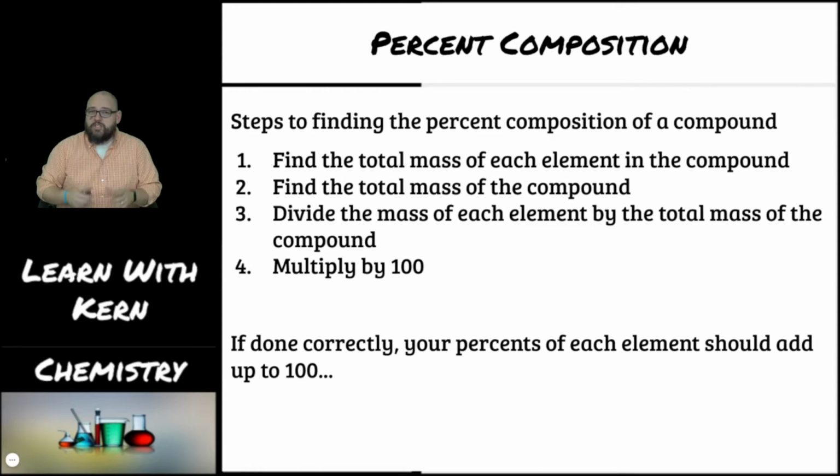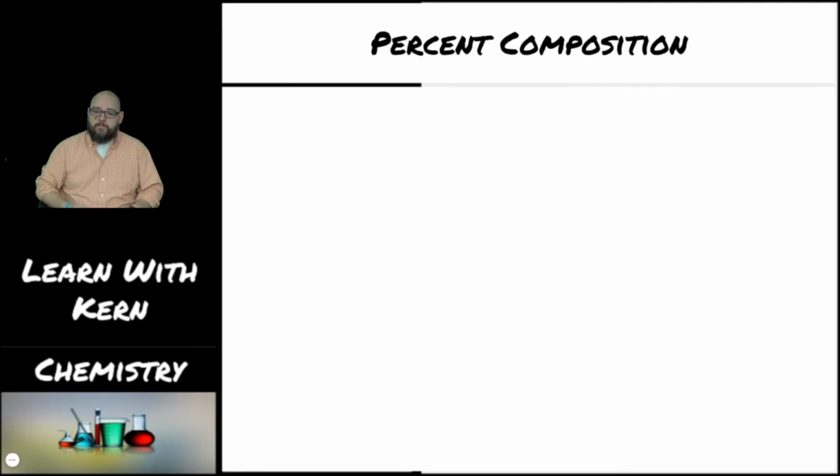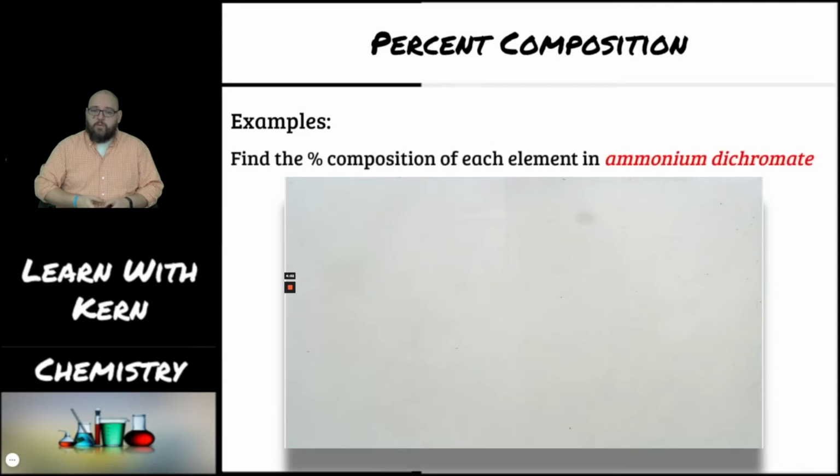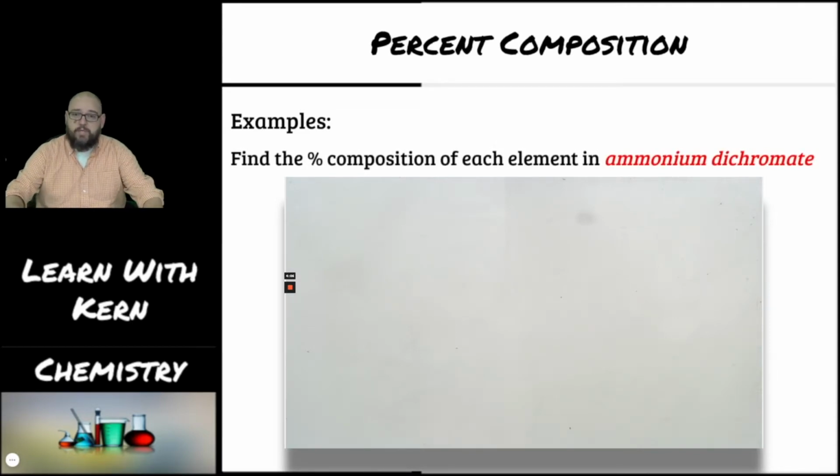So that's the way you can check your answers afterwards, is add up all of your answers. And if you get exactly 100% or pretty close to it based off of rounding, then you know that you probably did it correctly. So let's do some examples. We're going to find the percent composition of each element in ammonium dichromate.